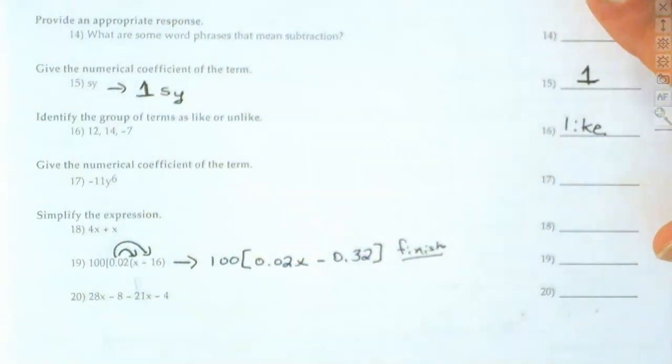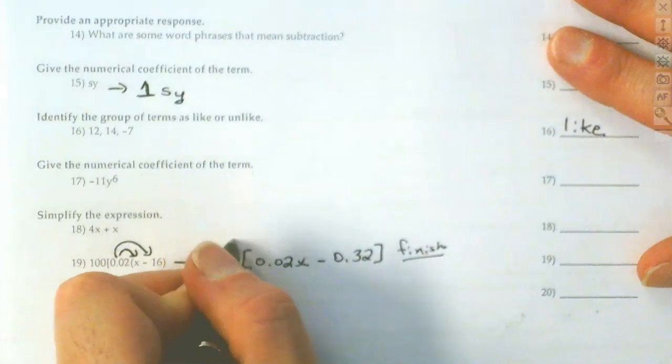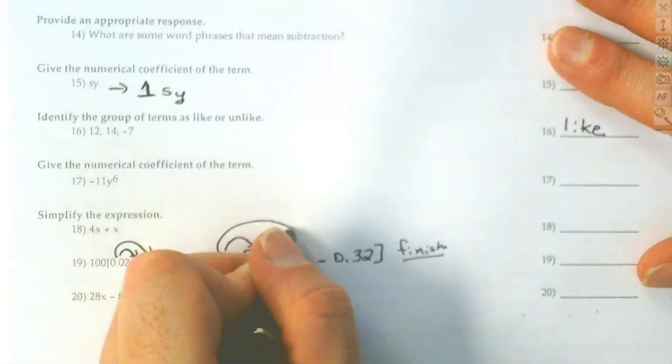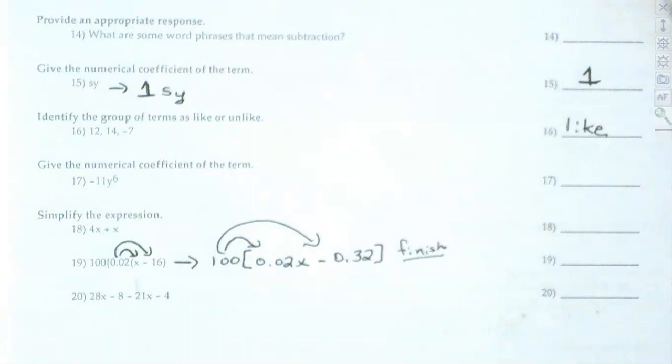Because once you've done the inside, what are you going to have to do next? Distribute that 100 through. So is everyone okay with what I did on those? Always when you have something that's nested like this, when you have parentheses inside of square brackets, you work on the inside and you work your way out. Question 20. Combine like terms together.